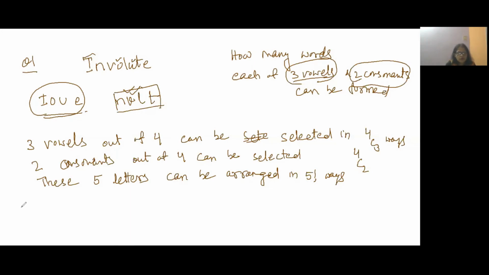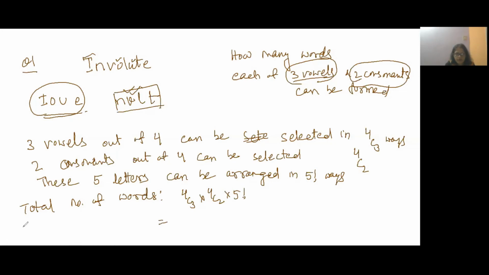So the total number of words will be 4C3 into 4C2 into factorial 5.